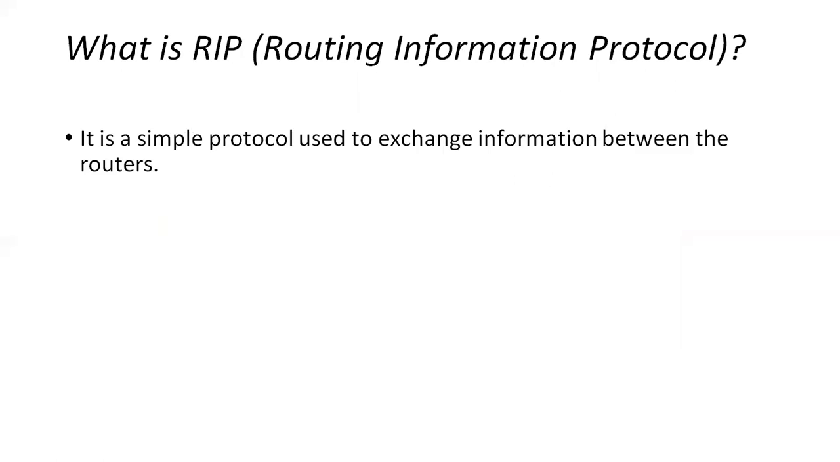What is RIP or Routing Information Protocol? It is a simple protocol used to exchange information between the routers. Routing Information Protocol is a distance vector routing protocol. Routers running the distance vector protocol send all or a portion of the routing tables in routing update messages to their neighbors. You can use RIP to configure the host as part of a RIP network.